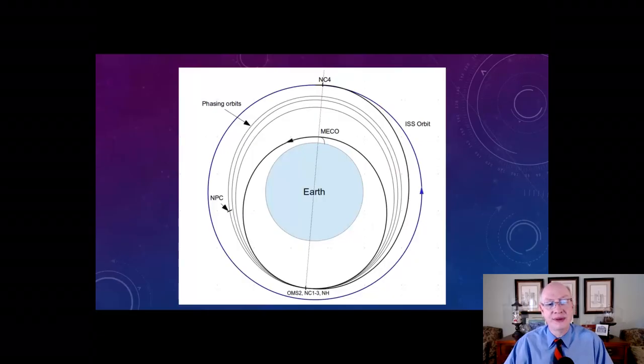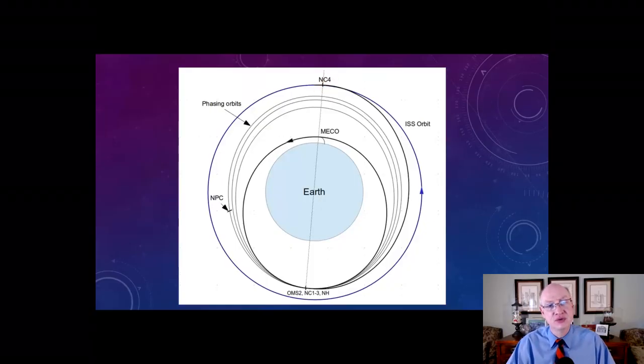And these phasing orbits, as you can see, they will fire their thruster here to change their orbit. So they're in this initial elliptical orbit. They will fire the engine here to boost them to a slightly higher orbit, and then boost them again to another, higher orbit. And then eventually they will boost themselves up to an orbit that matches the International Space Station. And then finally they'll get close to docking here at this point.